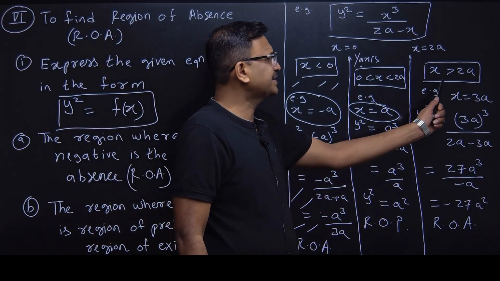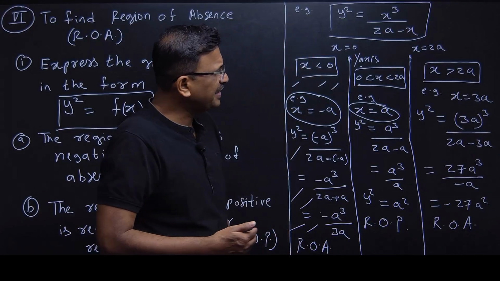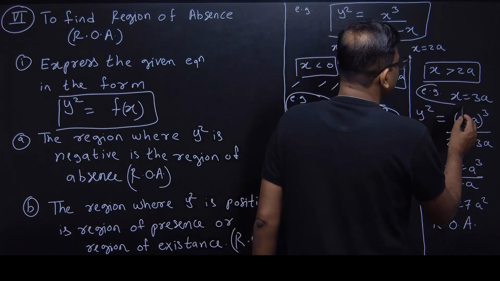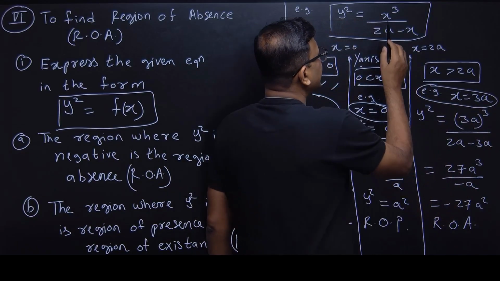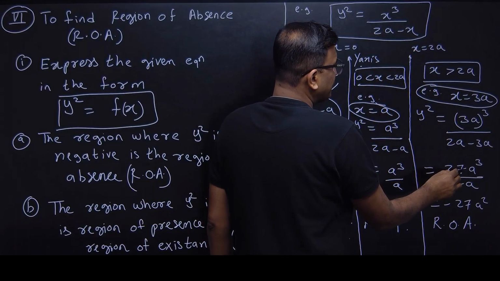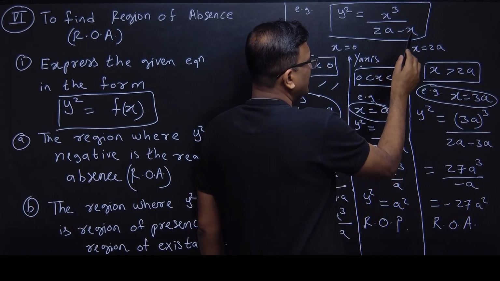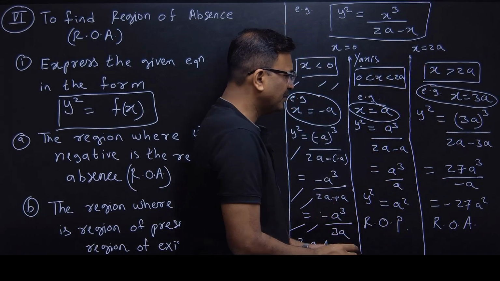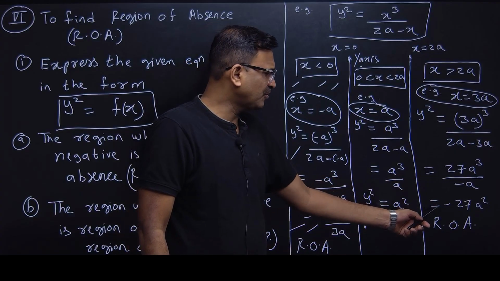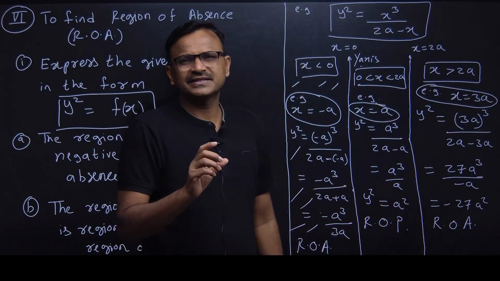Now the third region, x more than 2a, we can assume any value of x more than 2a, like I have assumed here x is 3a. For example, if I put x is 3a here, the cube of 3a will become 27a cube. If I put x is 3a here, 2a minus 3a becomes minus a. You can observe that the numerator is positive, the denominator is negative. Positive upon negative will be negative. That is the region of absence.